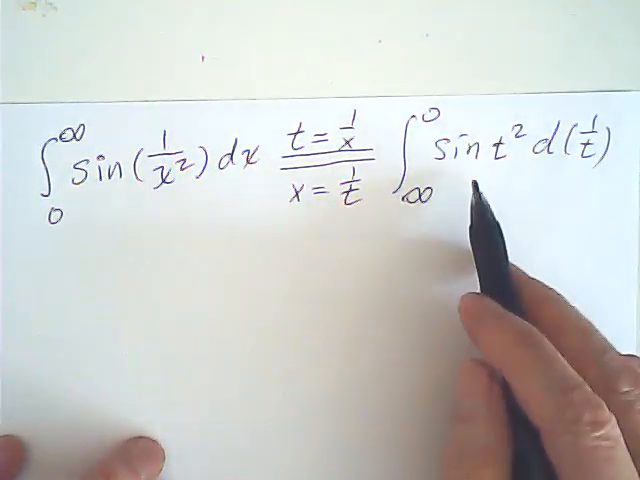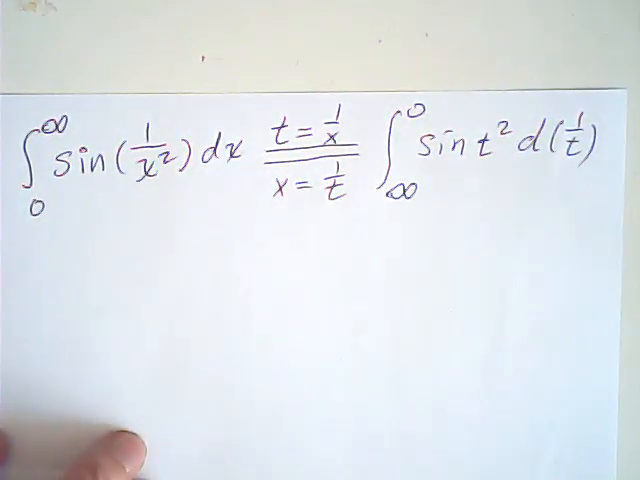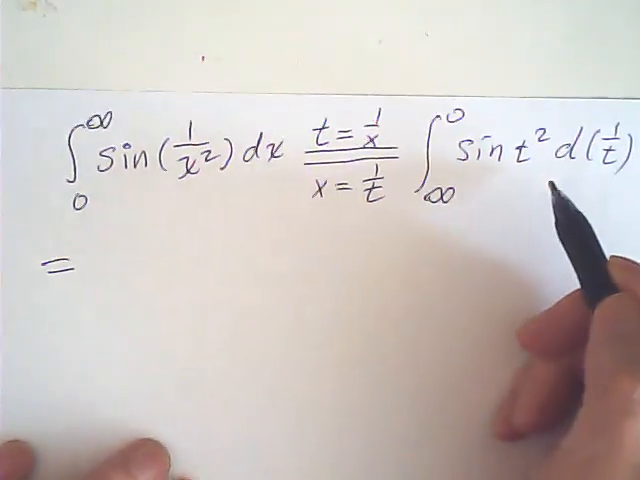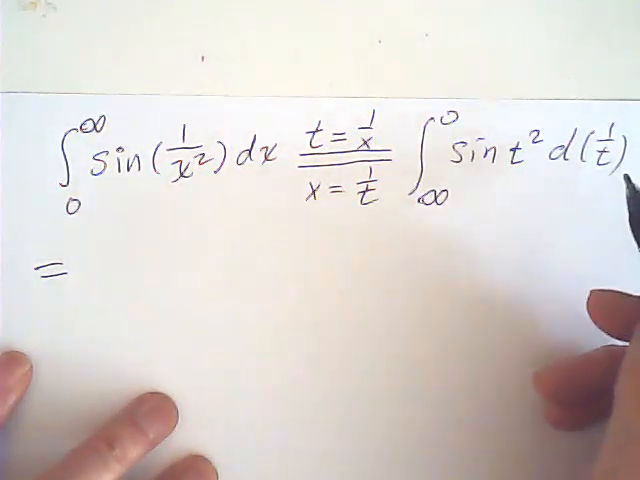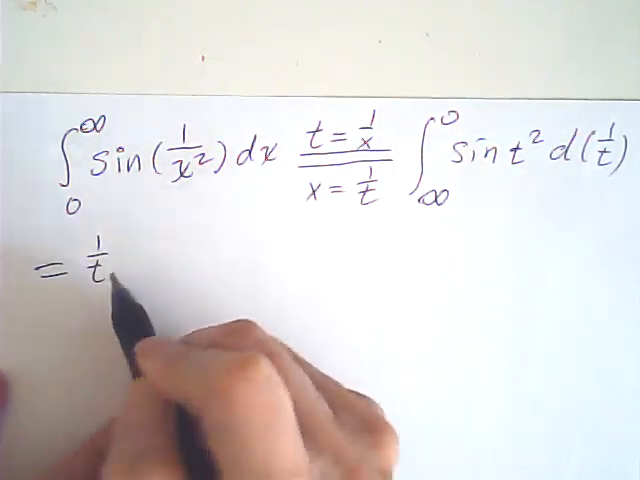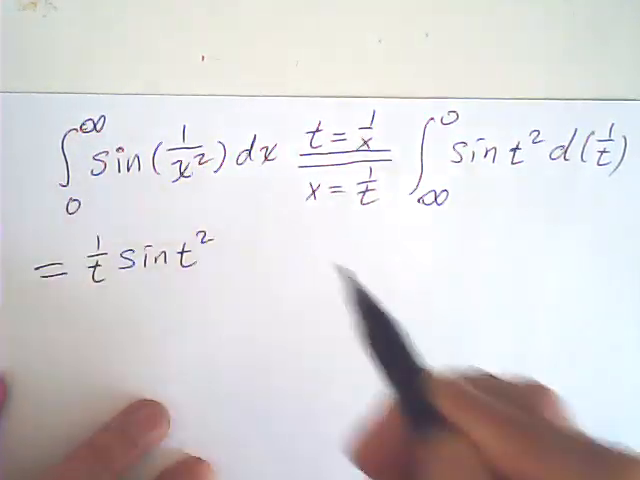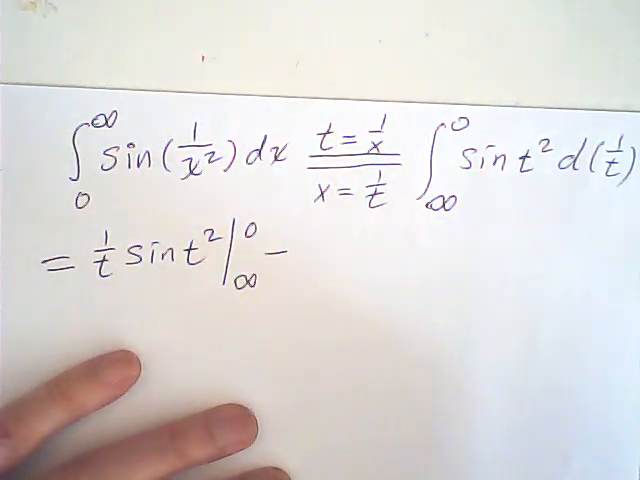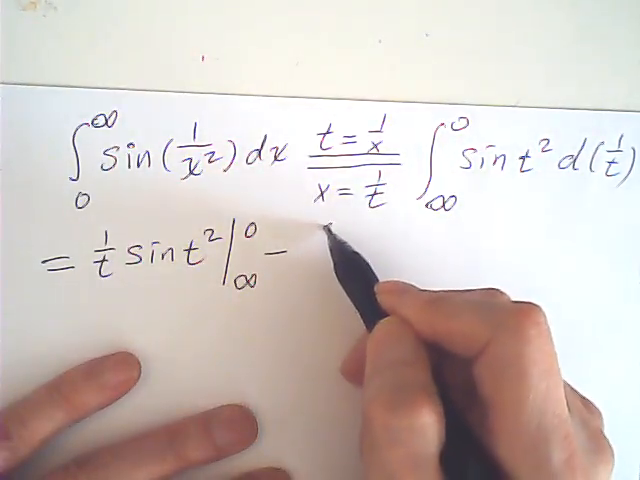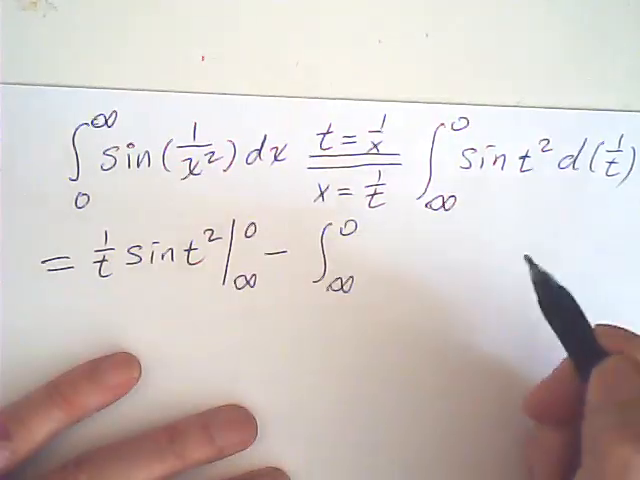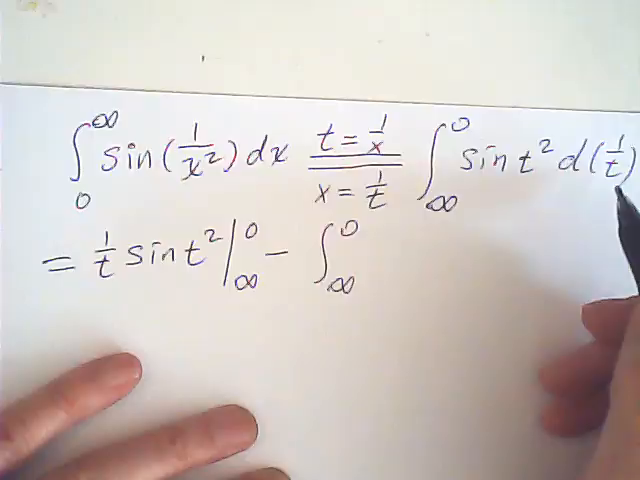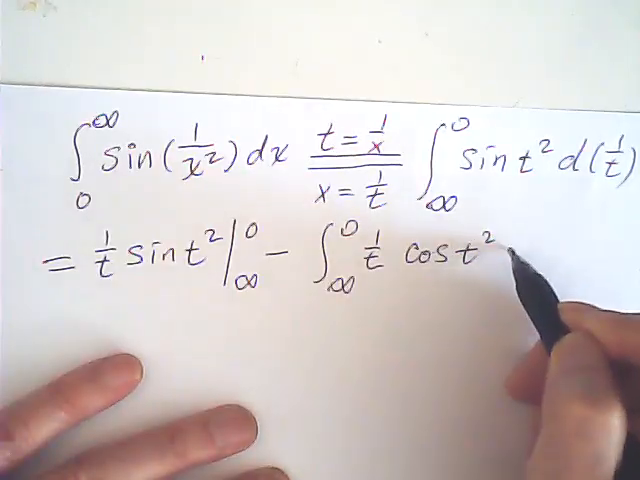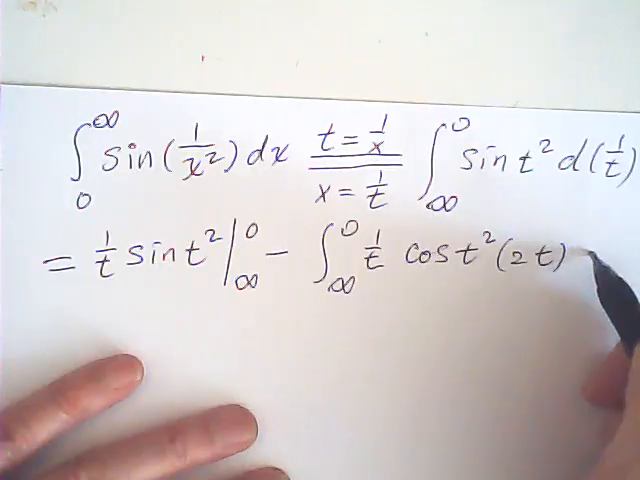So I can start with integration by parts, right? This is u, this is dv. So this one is equal to uv, u times v, right? So this one times sine t squared from infinity to 0, and minus v du. V is this, right? Du is equal to cosine t squared times 2t dt.